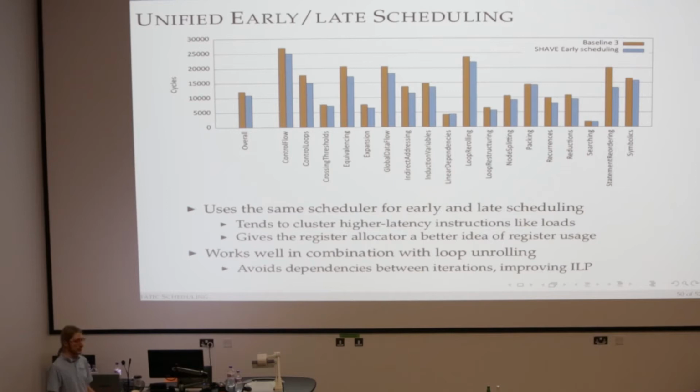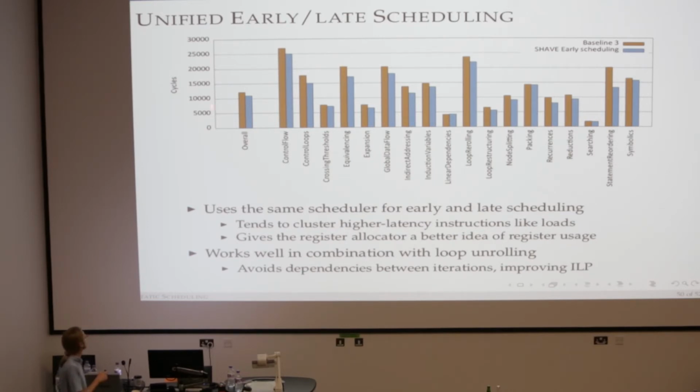And finally, the last one we're going to present today is that you want to use the same scheduler before and after register allocation. The reason for this is that when you do this, you will cluster higher latency instructions like loads, and then the live ranges of the variables will be overlapping, and the register allocator will have to allocate different registers, which breaks the dependencies and gives you better code in the end. That's why it works well with loop unrolling, because if you have more code, then you can avoid the dependencies and have better ILP.